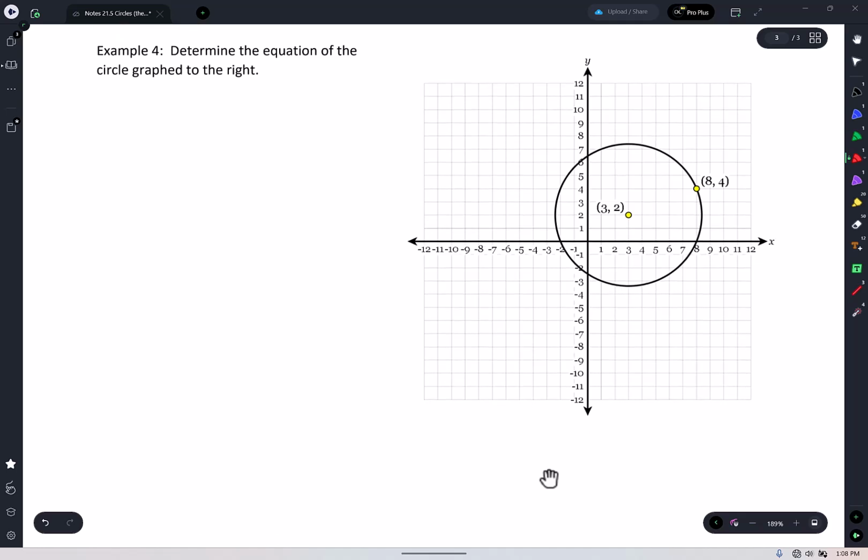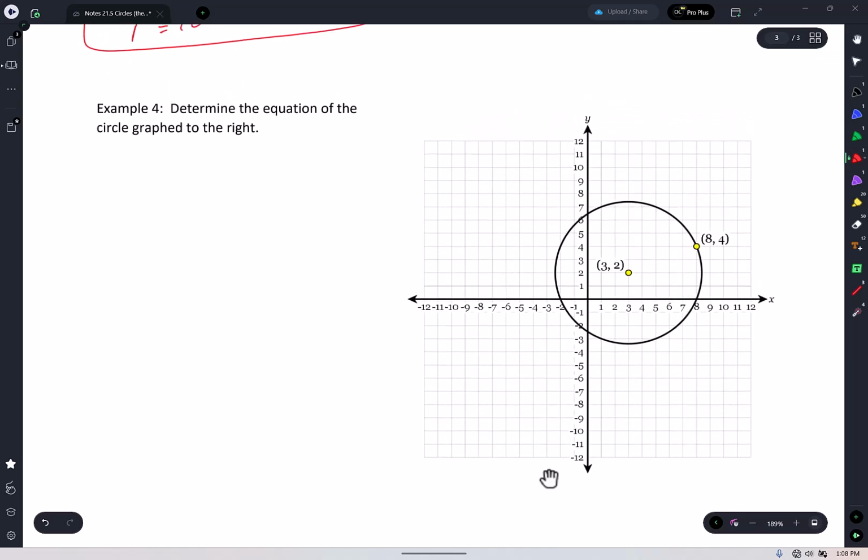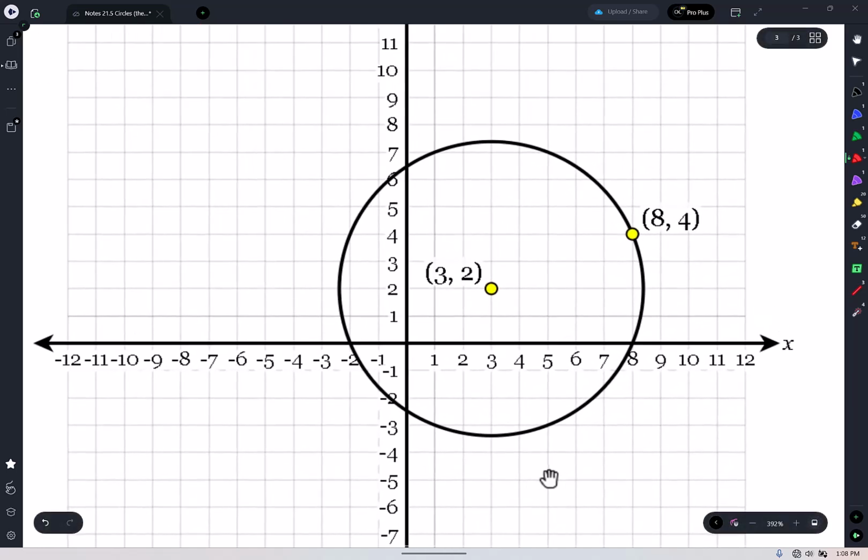All right, last one. There are some that are pretty easy, that the radius is around the horizontal or the vertical, or the diameter, I guess. You could also call that. But this one is not. It says determine the equation of the circle graph to the right. So relax, guys.